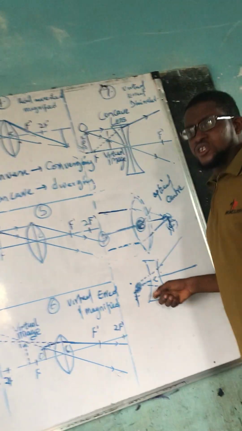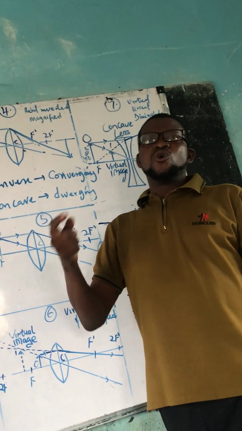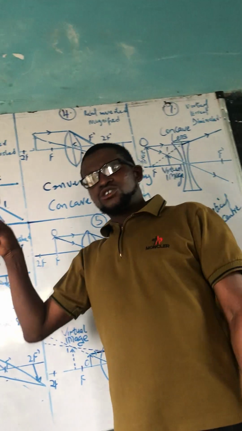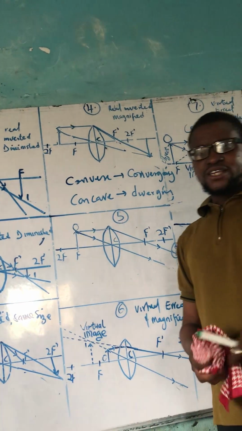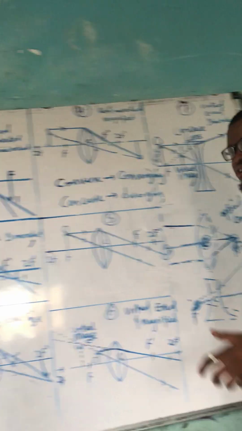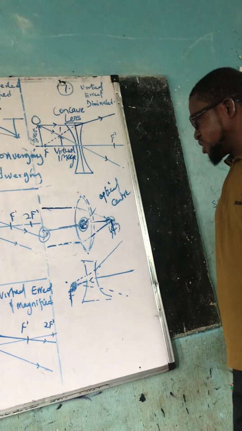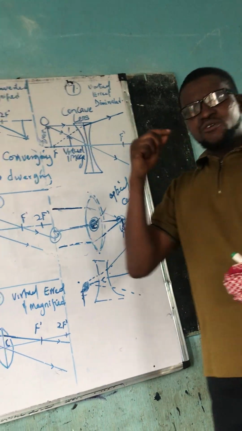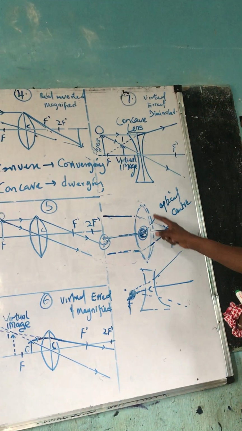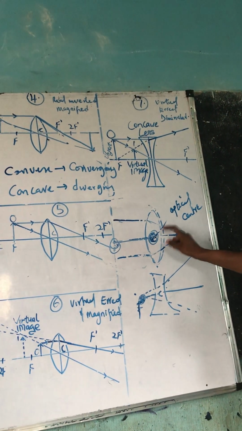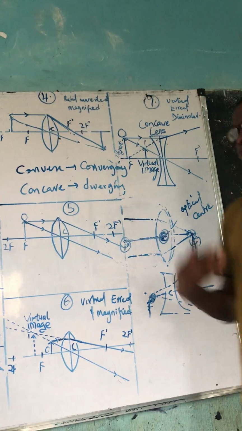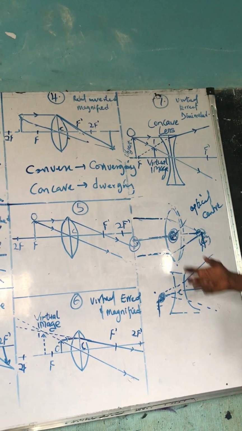And that concave is the one used by somebody who is suffering from short-sightedness. He can only see close, he cannot see far. People like that use a concave. So how does an image form from a concave lens? And there are people who can see far but cannot see close. They use what? Convex.